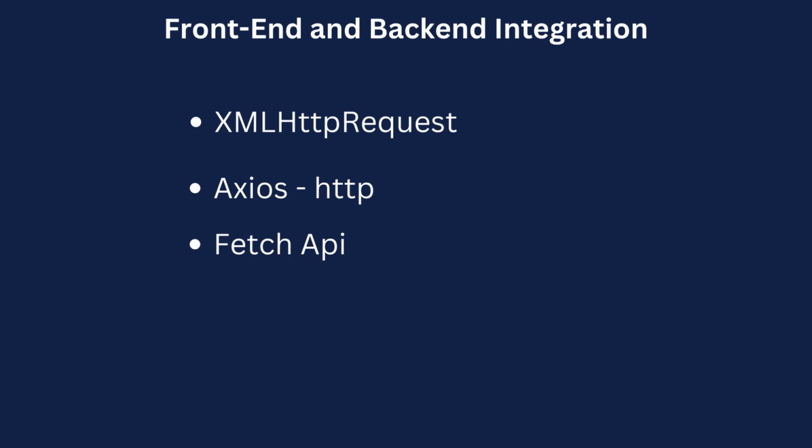One extra thing that we can look at is how the frontend communicates with the database. It communicates in several ways. To send any information to the backend and again to the frontend, we use XML HTTP requests, we use Axios, and we use Fetch. These are the main three ways of communication between the frontend and the backend.